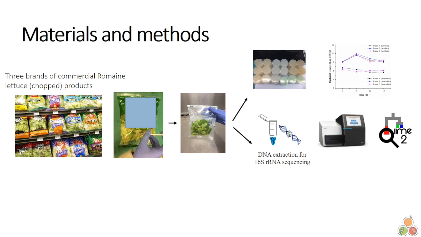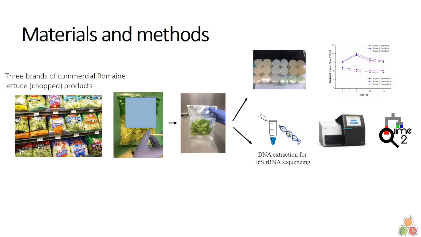We obtained 3 brands of chopped romaine lettuce products from the supermarket. After we obtain them, we bring them into the lab and inoculate them with E. coli O157:H7 or Listeria monocytogenes. Those are pathogens that we work on. As you can tell, we inject those pathogens into the bags of salad with a needle, then seal the bag and put it back in our refrigerator in the lab.